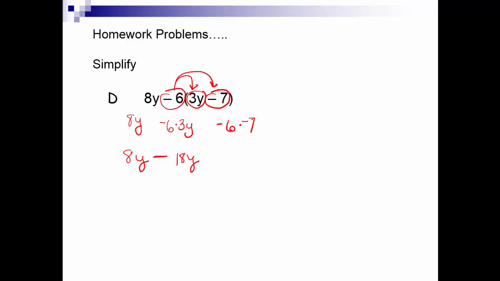Here, a negative times a negative is a positive, so I'm going to put a big plus sign. 6 times 7 is 42. Once we distribute, then we combine like terms.